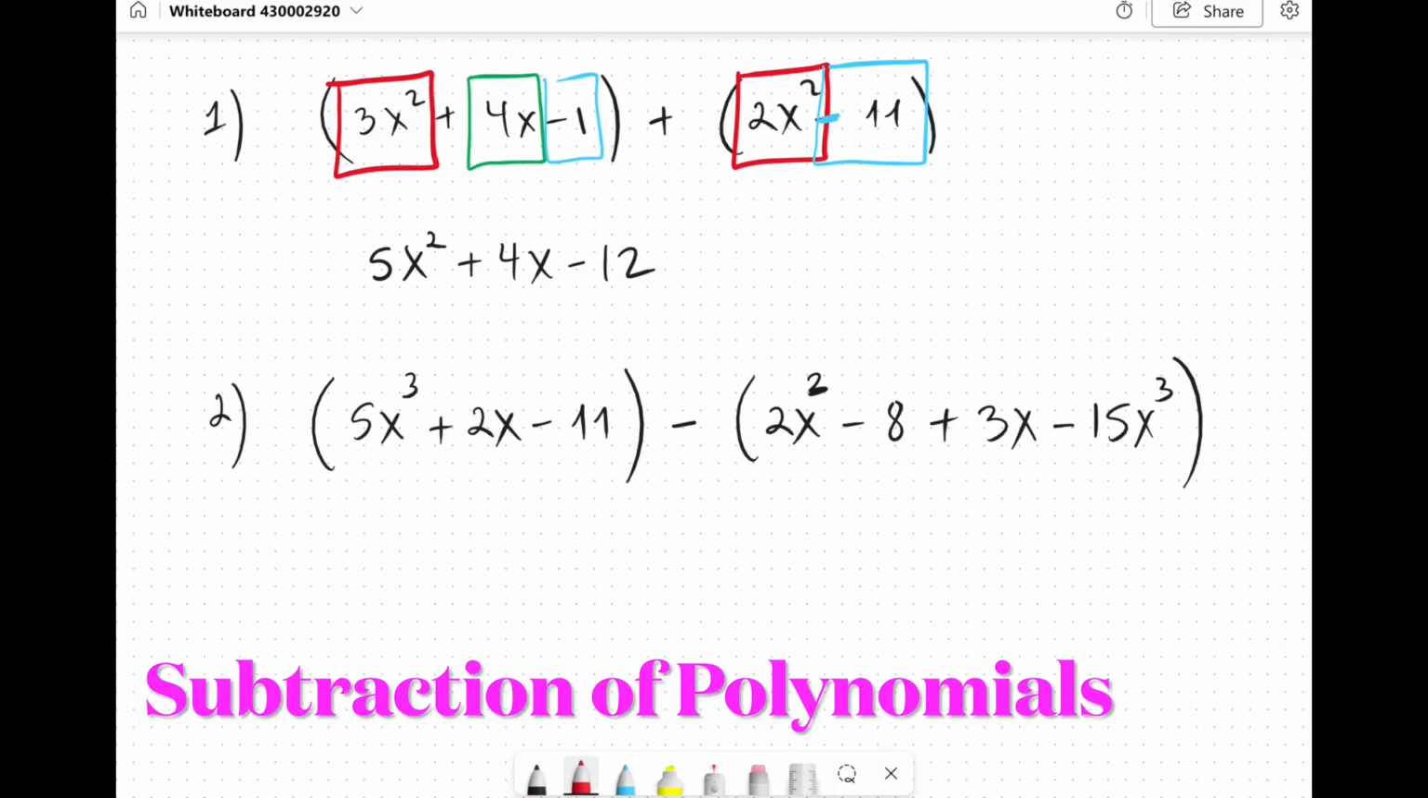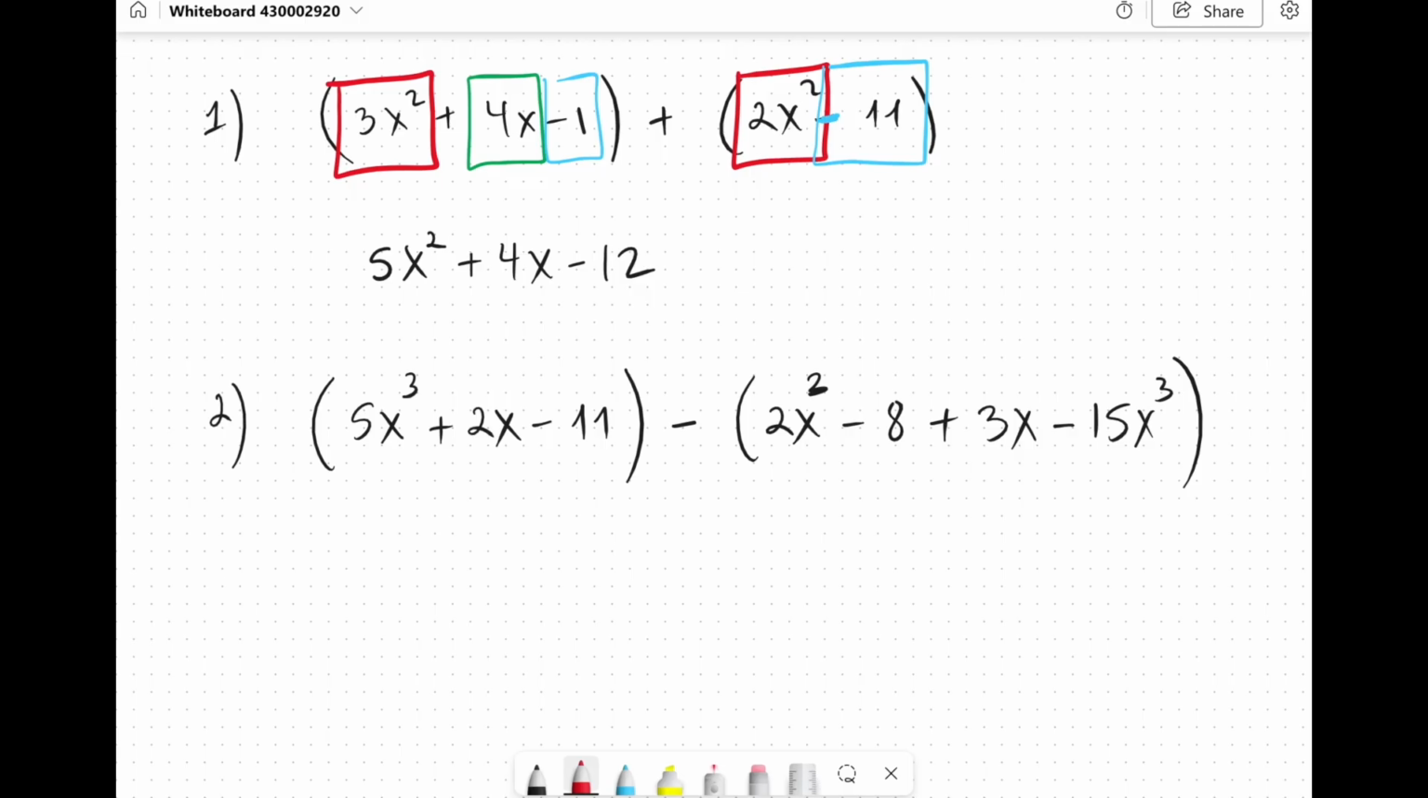So here is a similar question. The only difference is, well, of course, the number of terms, but also this negative sign in front of the second polynomial. Before you start combining like terms, if your problem is the subtraction problem, I want you to write the problem over without parentheses.